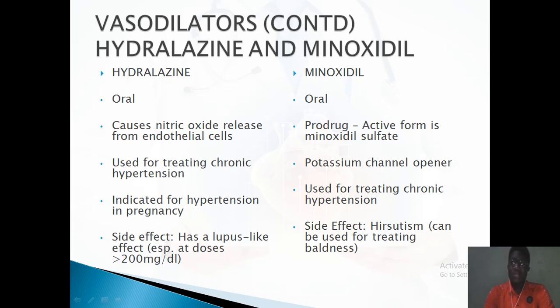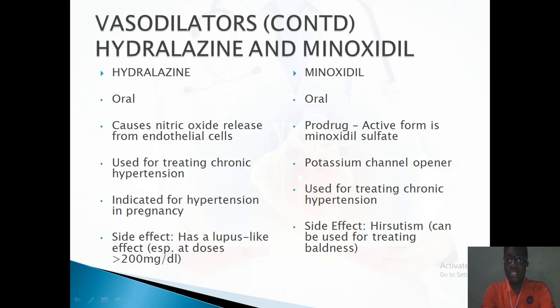Lupus, you will see that more in your pathology where you deal with systemic lupus erythematosus. So it's kind of similar to what happens with methyldopa. It causes a lupus-like effect. It's an immunological thing, like a reaction to the drug, especially at doses above 200 mg per day.